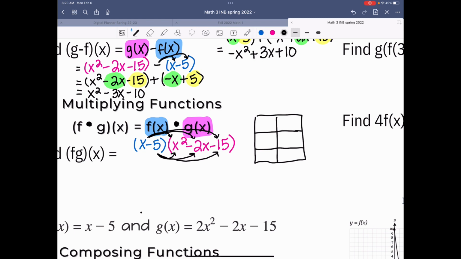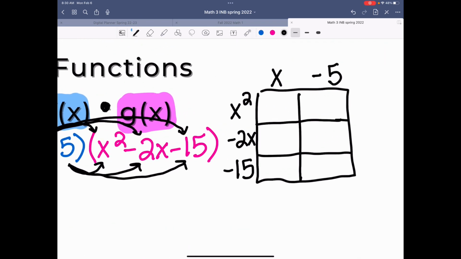So when you do the box method, you set up the pieces. So this is x minus 5. So we're going to do x in one column, negative 5 in the other. And it doesn't matter whether you set them up in the columns or the rows as long as you keep the pieces together that belong together. So then on this side, we're going to have x squared, negative 2x, because there's minus, and negative 15.